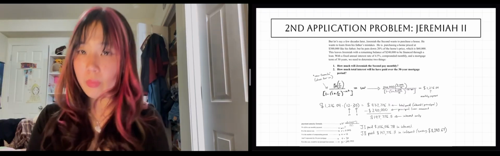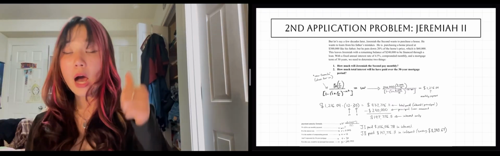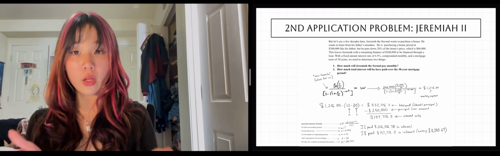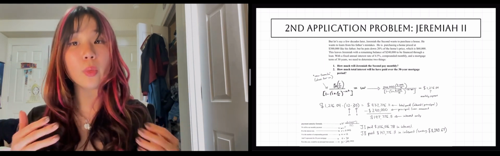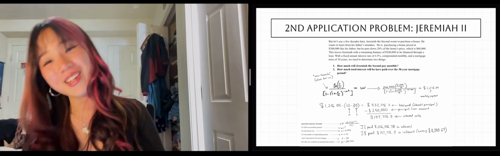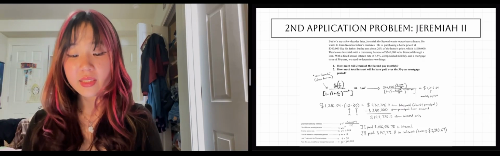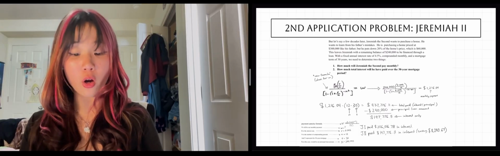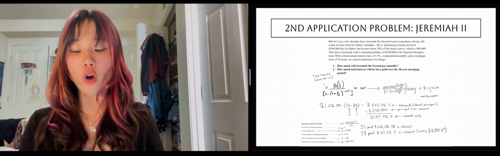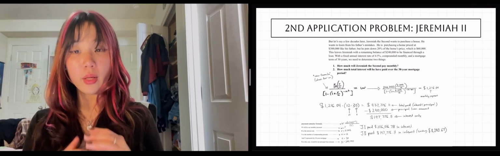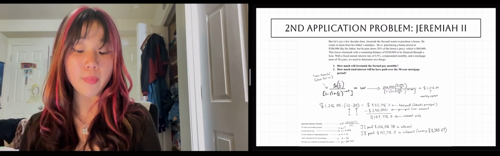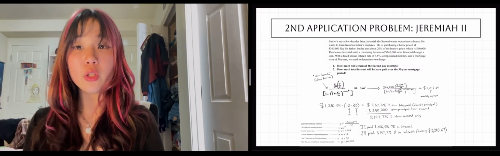So same thing as earlier, we want to find out how much he will pay monthly and how much total interest will he pay over the 30-year mortgage period, so we can find out and compare if it is better to have an increased down payment rather than not. So using that same formula that we found earlier, which is W equals P naught times R over N over [1 minus (1 plus R over N) to the negative N times T power], we input the new values we're given.